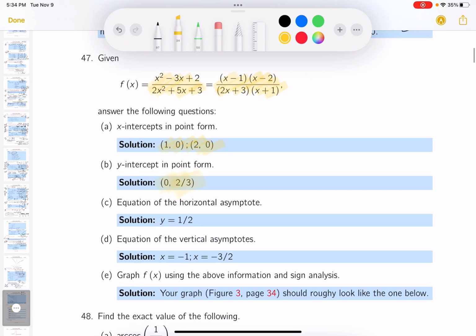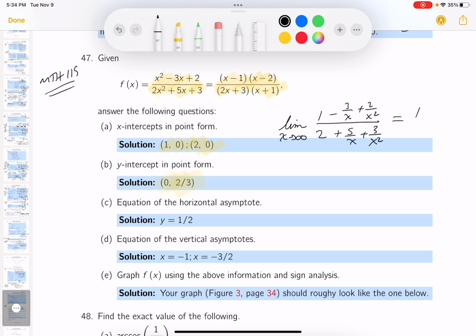For the equation of the horizontal asymptotes, I'm going to write down some work. The work for that is a limit, and it's something you did in Math 119. It's the limit as x goes to infinity. The recommendation is you divide by the highest degree variable, which is x squared, by the way. On top you get 1 minus 3 over x plus 2 over x squared. On the bottom, you get 2 plus 5 over x plus 3 over x squared. And the limit of that, fairly simple, is just 1/2.